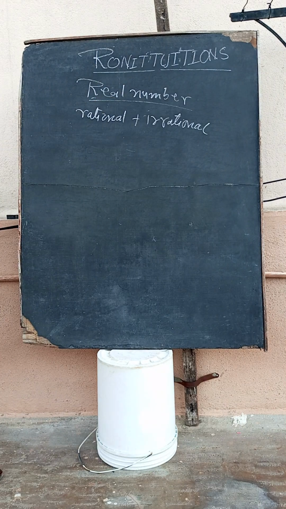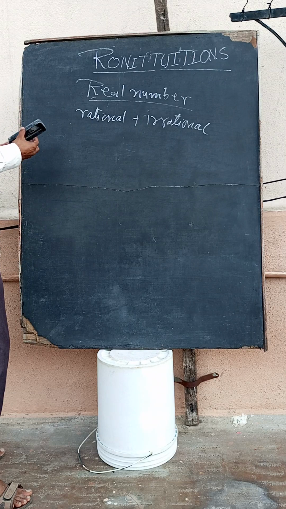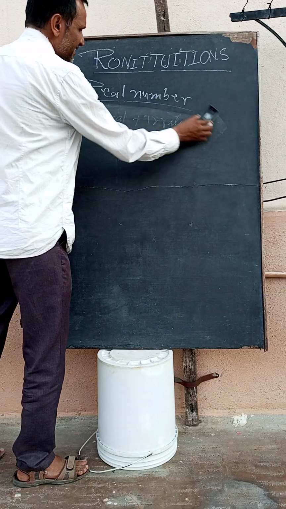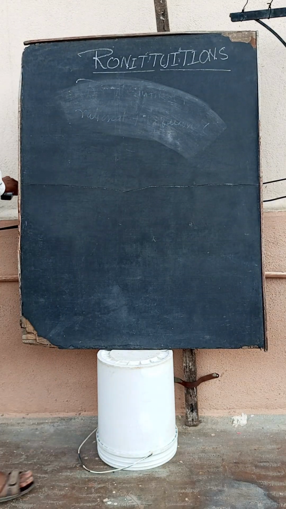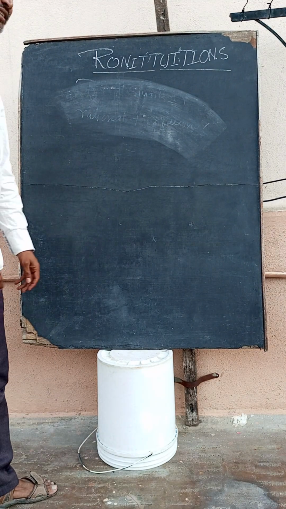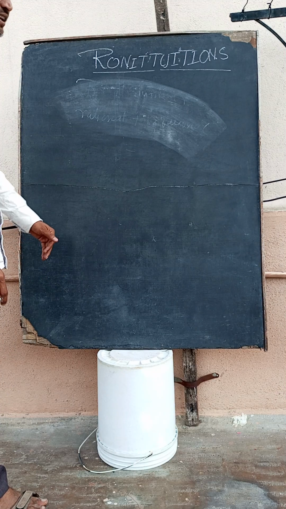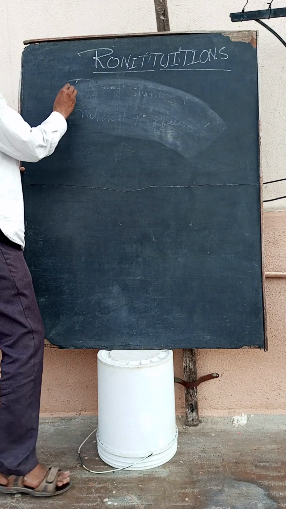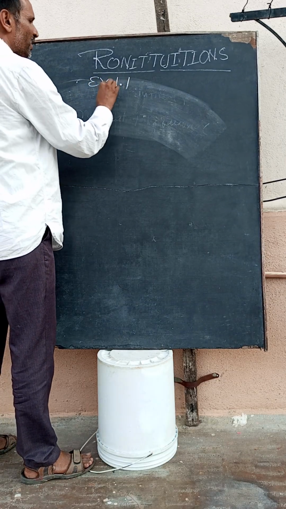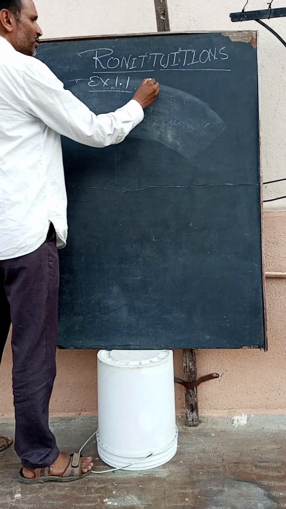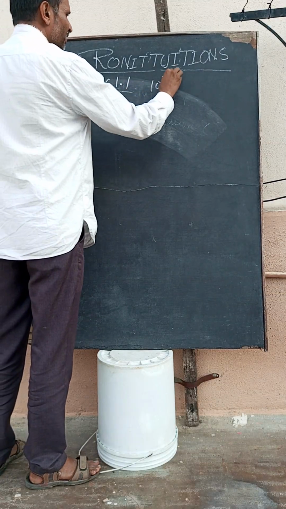You already learned some concepts and some exercises about real numbers in the previous classes in 9th standard. Now we are going to take the SLC 10th standard real numbers: how to find the factorization, what the fundamental theorem of arithmetic is, and how to prove that a number is irrational. First, exercise 1.1 in the NCERT textbook, 10th standard.